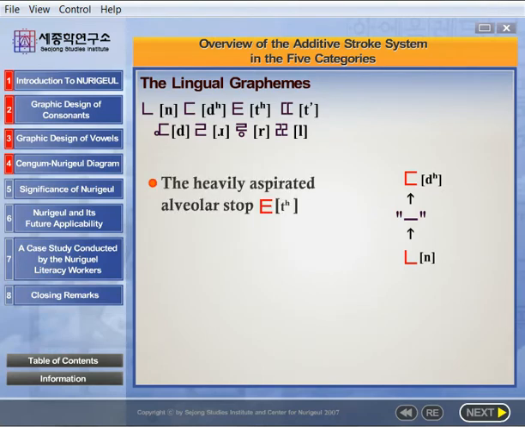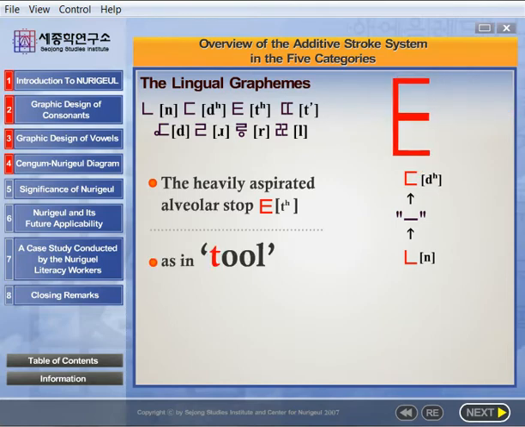The heavily aspirated alveolar stop, T, as in English tool, is formed by engrafting the extra stroke on top of the grapheme.